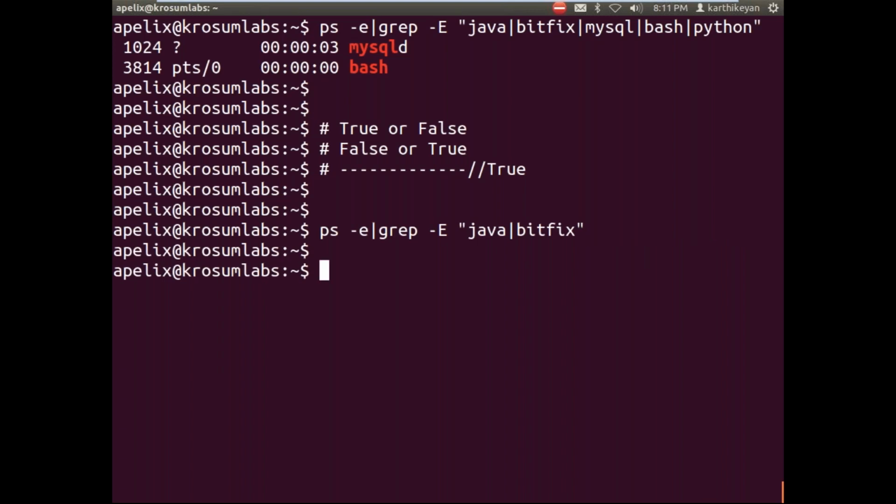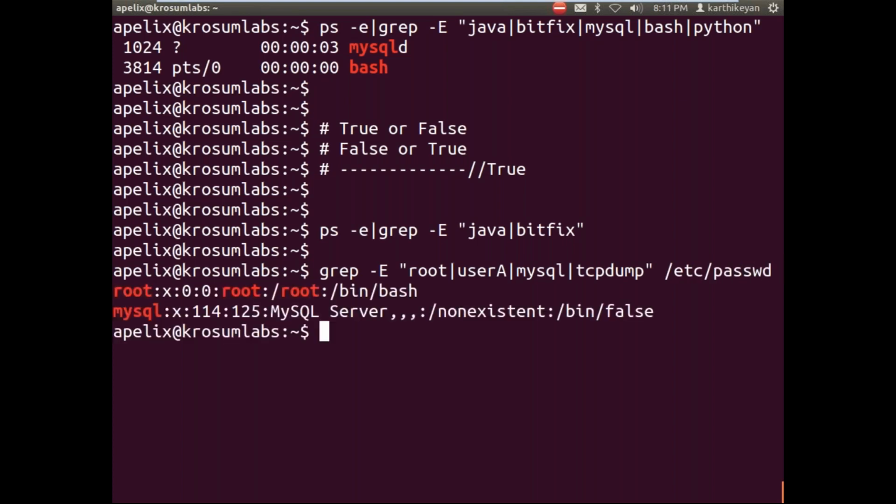So the pipe symbol is useful for searching multiple patterns, multiple keywords from a configuration file. I want to search a root user. I want to search a MySQL user. I want to search some other user. Like this, I want to search multiple users from a file. So root and MySQL are there, and there is a remaining pattern.